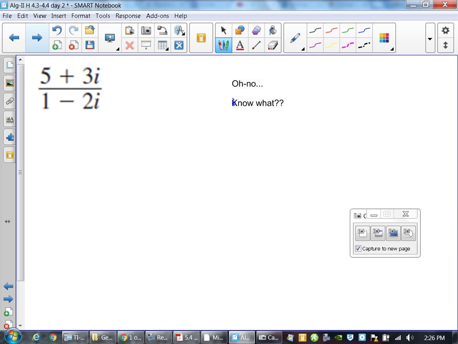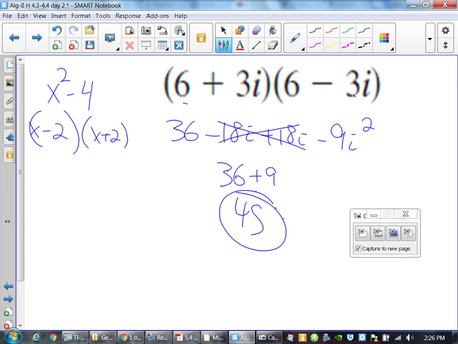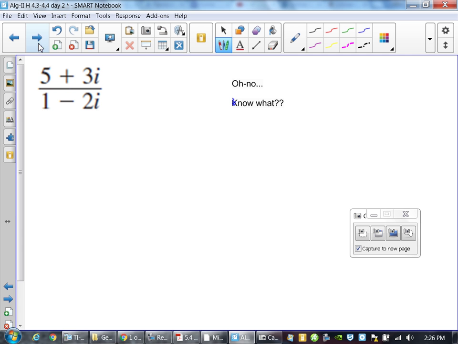Look back to what we did. When I multiplied these two together, opposite signs, same terms, what happened to the middle ones? The i's went away. The imaginary is lost. It's now the real world. Okay. Same deal. I can multiply this by 1 plus 2i.